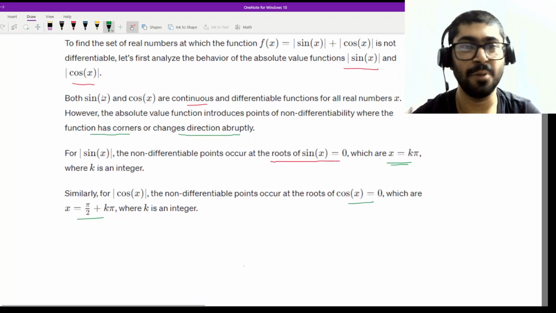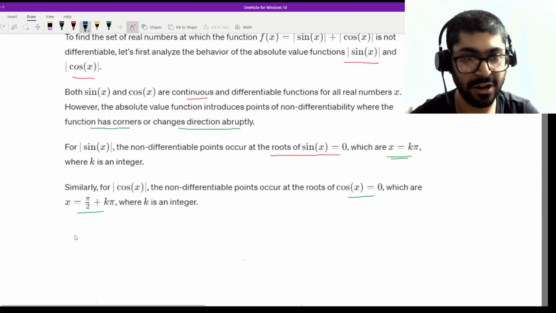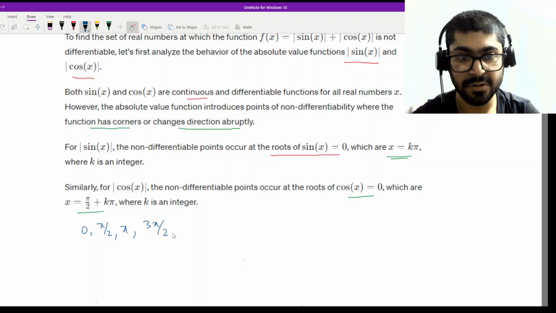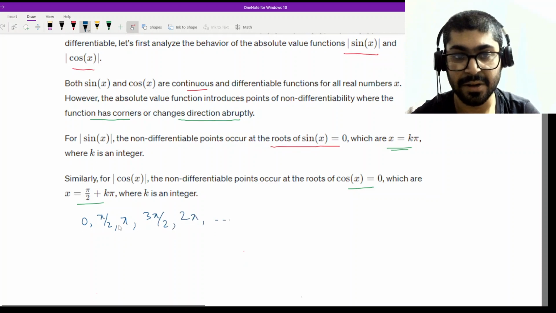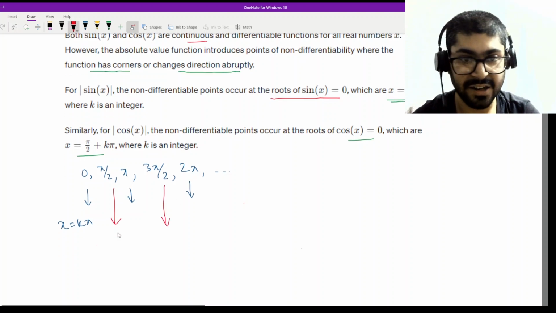If we just check the positive part, because the negative part will just be a reflection of these, where will our points of non-differentiability lie? They will start from 0, then we have pi by 2, then pi, then 3 pi by 2, 2 pi, etc. These come from the blue ones that I marked. They are the values x equal to k pi, and the red ones that I am marking are the values of pi by 2 plus k pi.